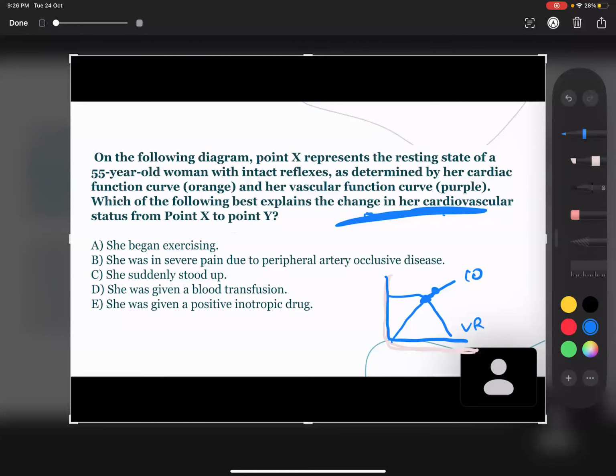And then she was given a blood transfusion. This would increase the venous return because we're going to have more blood. So the only thing that would purely increase the contractility of the heart is the inotropic drug. Is this clear for everyone? Just make sure you know what this graph is. If it moves up, if it moves down, if the point itself moves on both curves, that means you're doing something else.